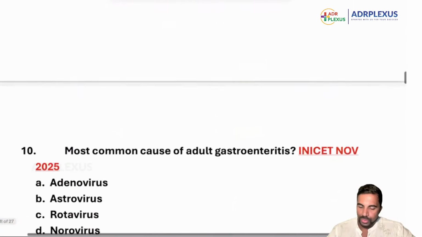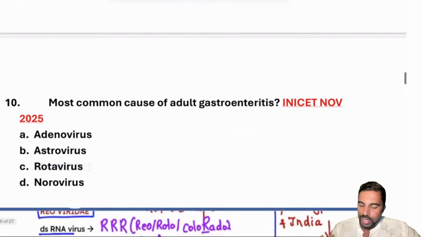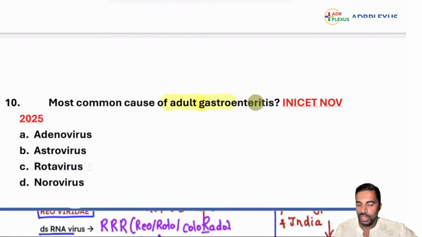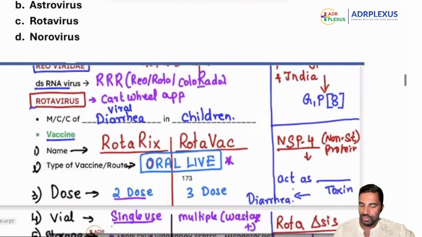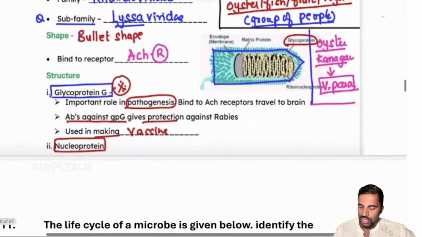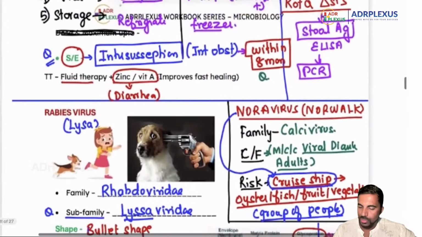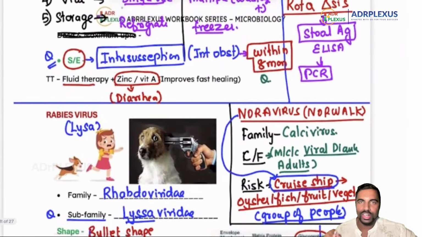That question was important. Now, most common cause of adult gastroenteritis. We repeated many times that if they ask pediatric, it is rotavirus. Now for a change, adult virus, that also we mentioned. If you see rotavirus, down the page near the rabies virus, page number 174, we told that norovirus will come any time. We told Norwalk, she's going on a cruise ship.